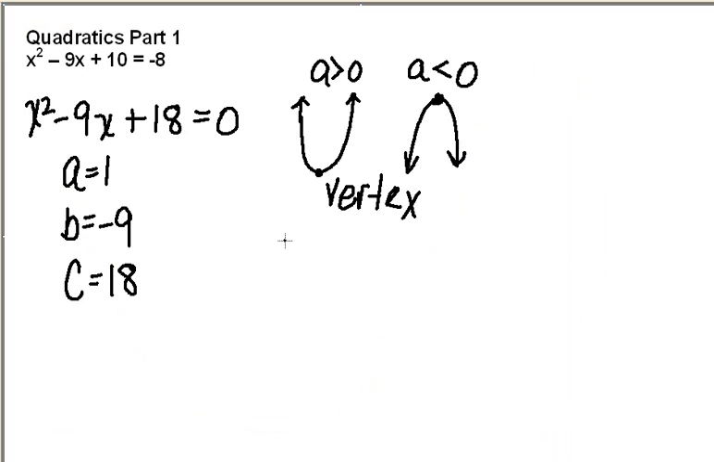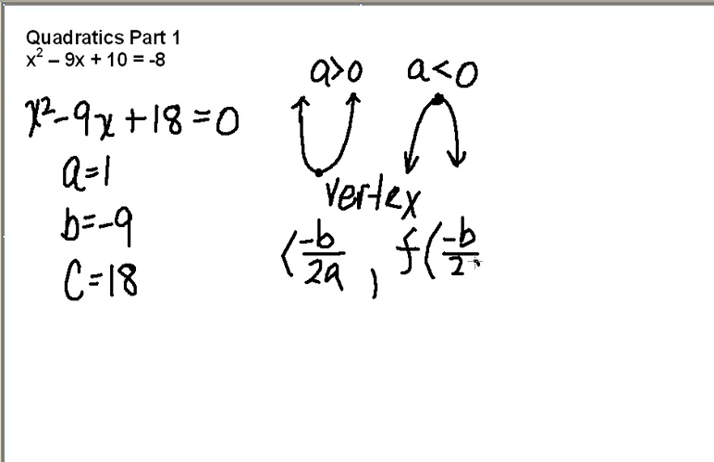In order to determine the vertex, and again, it is a point, we have an x coordinate, for which we use the formula minus b over 2a, and we have a y coordinate. The y coordinate is simply our function evaluated at that point, minus b over 2a. We get the b and the a from our coefficients, which we defined before.